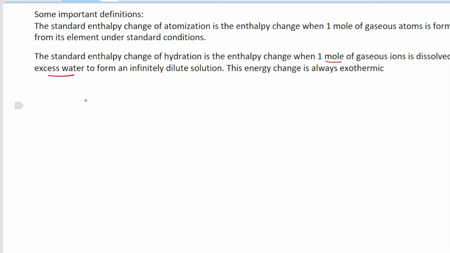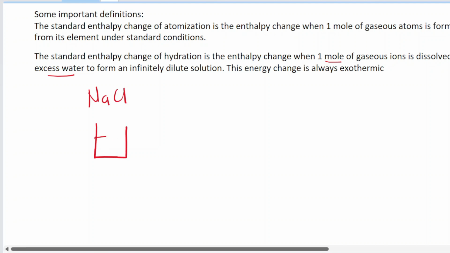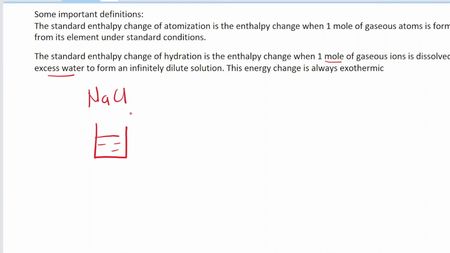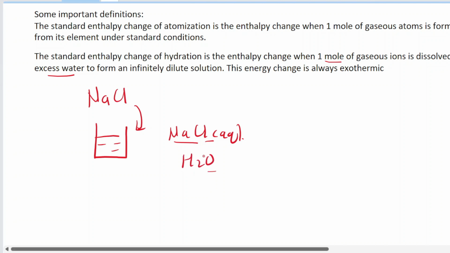So what does this mean? For example, you have NaCl and you want to dissolve this in water. Now we know that NaCl consists of Na+ and Cl- ions. And when it dissolves in water, it's going to become NaCl aqueous, whereby there will be attractions between the ions and the H2O, the water molecules. So basically, what's the energy released when they dissolve in water? That's basically what enthalpy change of hydration is.